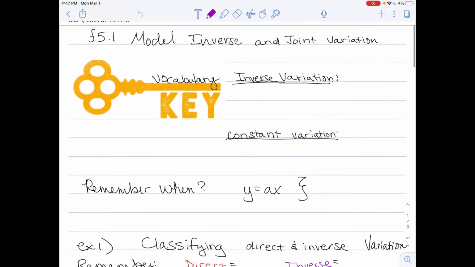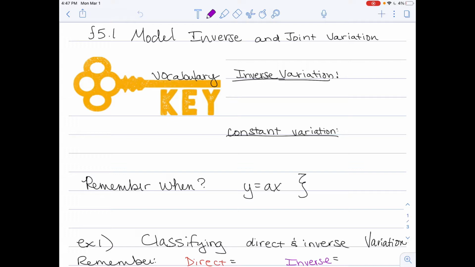Hey everybody, we are starting chapter 5. Woohoo! We're talking about modeling inverse and joint variation equations. So here we go. Let's jump right in.